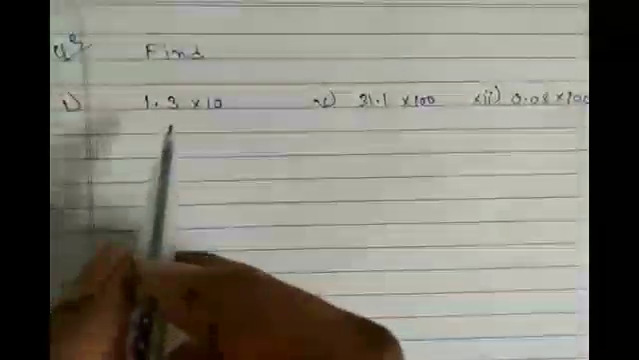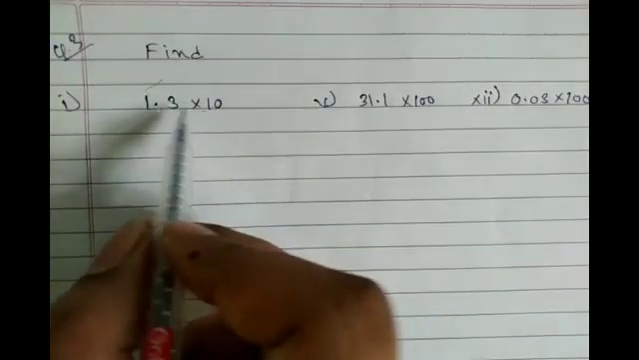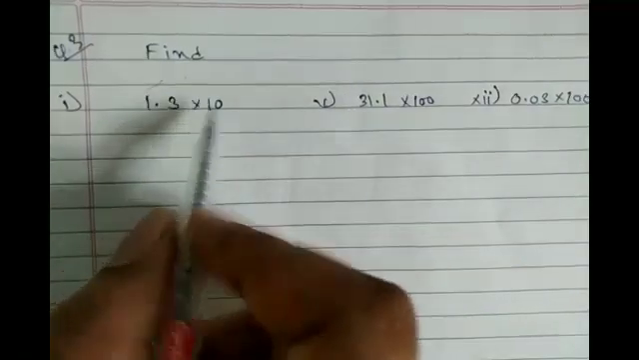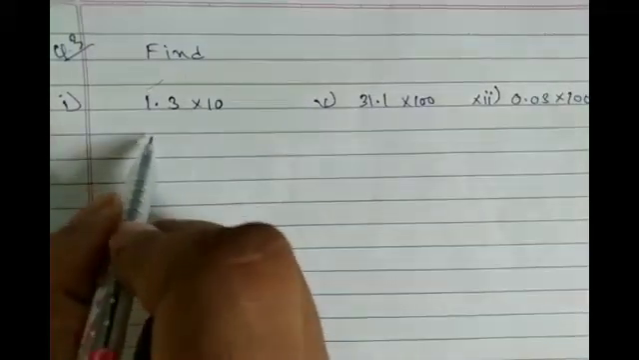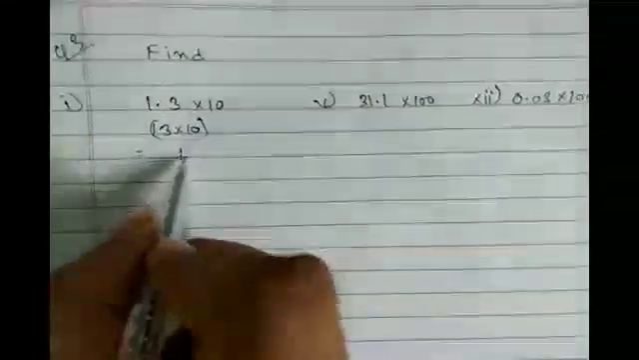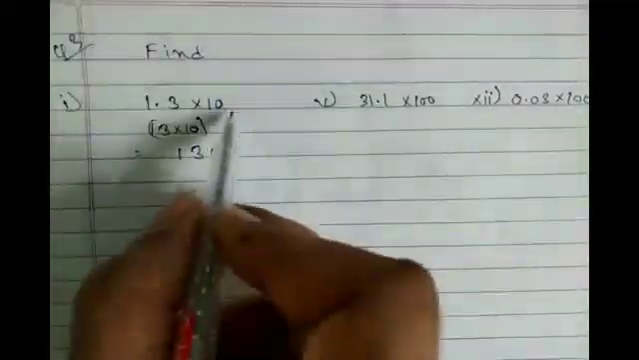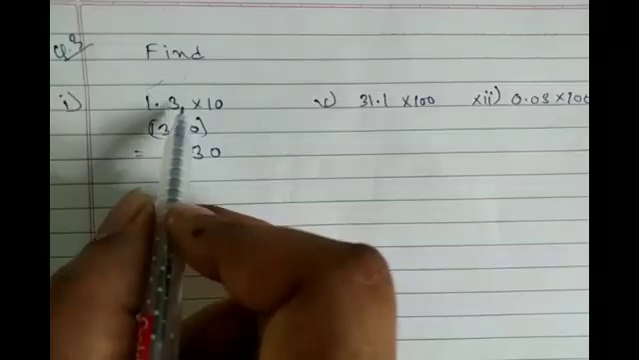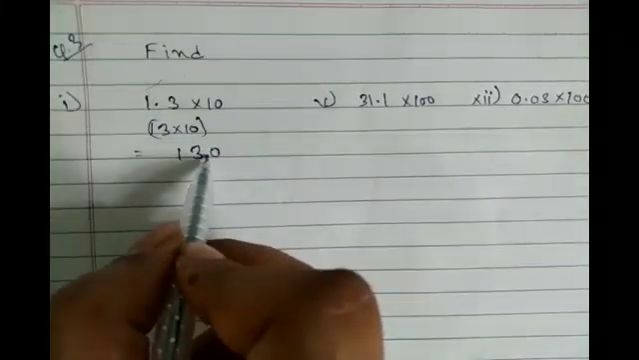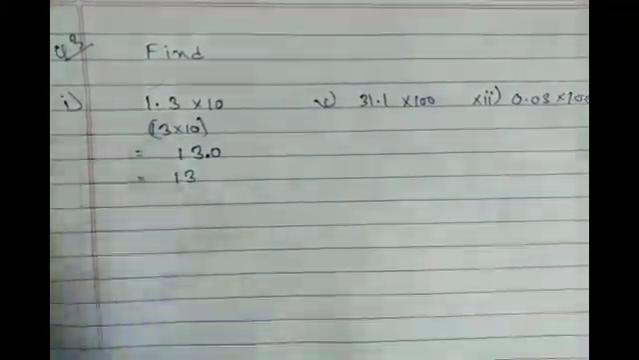Whenever we multiply 1.3 into 10, we ignore the decimal, so we get 13, and when we multiply 13 with 10 we get 130. Now in the question there is one digit after the decimal, so in the answer we require one digit after the decimal. So put the decimal one digit from the back side. So what we get is 13. So the answer will be 13 only.